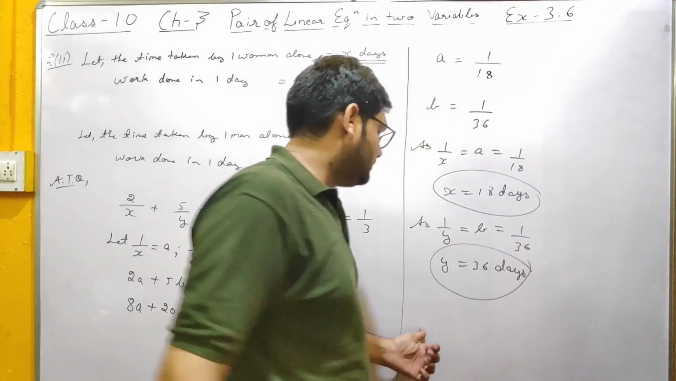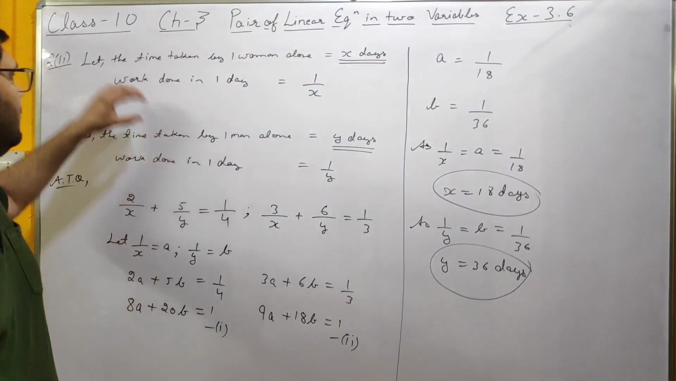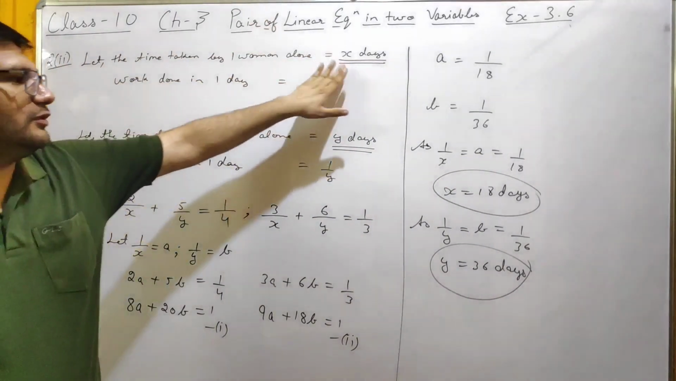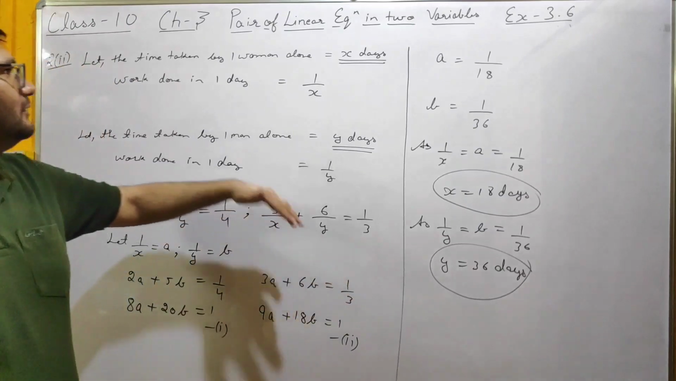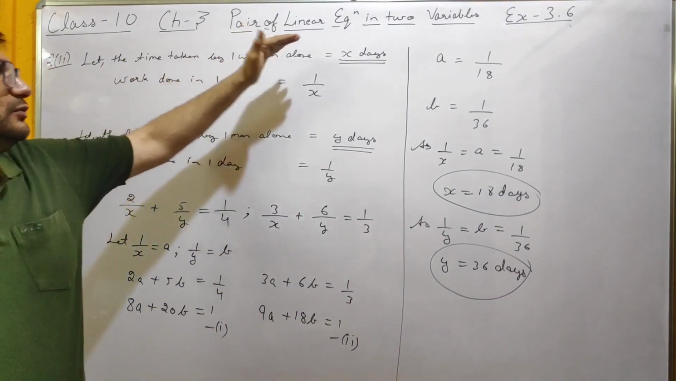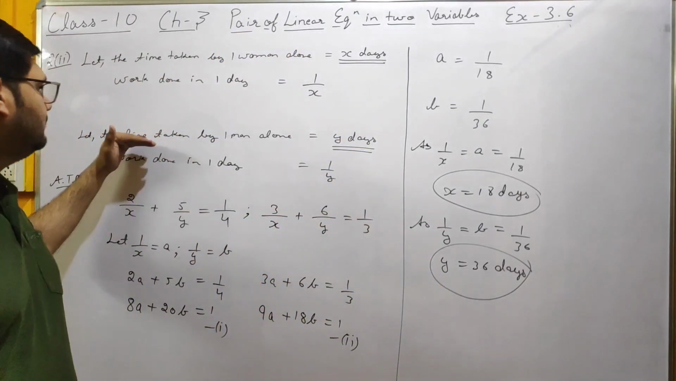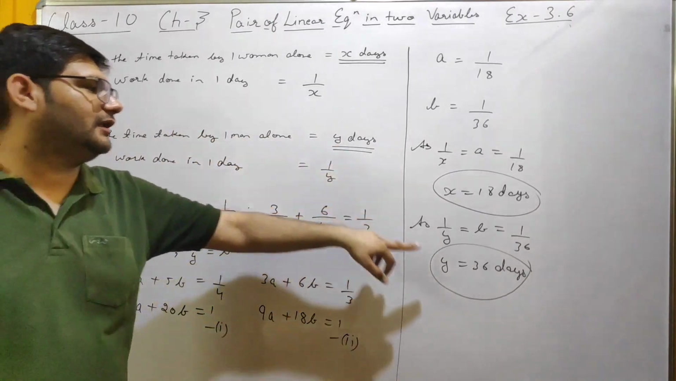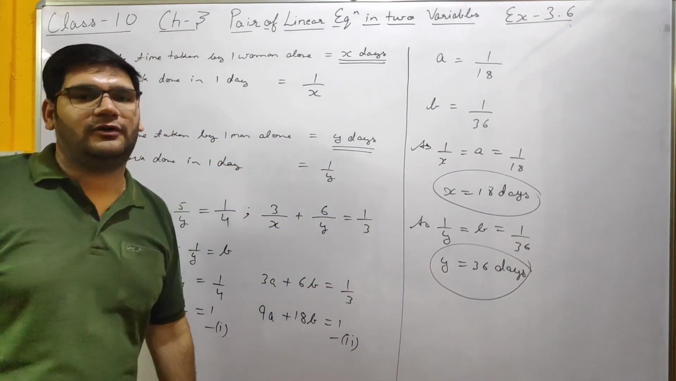And after that, you just write one line, whatever we have written. Then put the values of X and Y and show that one woman can do the same work in 18 days and one man alone can do the work in 36 days. All right.